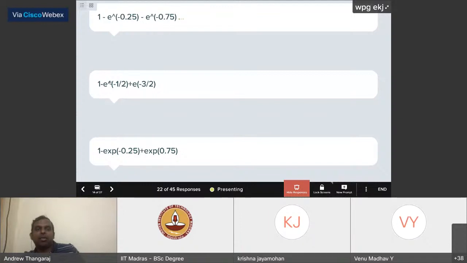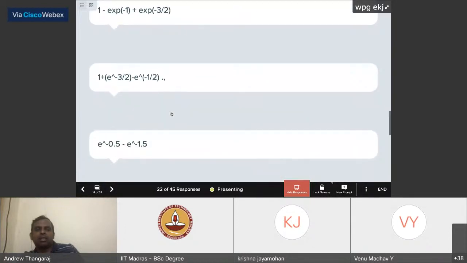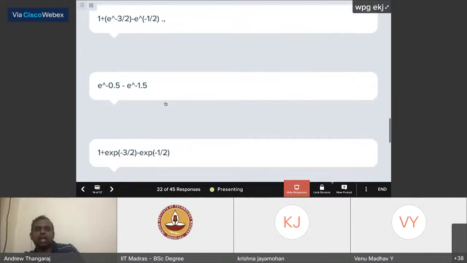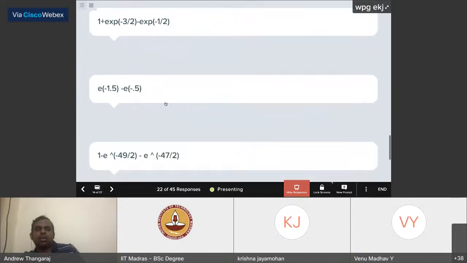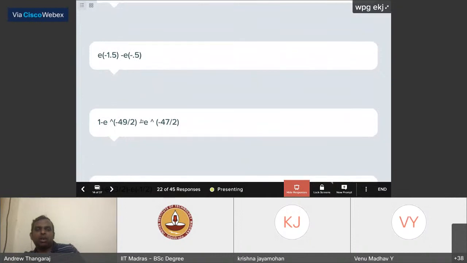You have to be careful, that's why you're getting minus 0.25. You shouldn't get minus 0.25, you should get minus half, because it's 2 times that. And then the same thing with 3 by 4, there is 2 times that, so it goes to 3 by 2. So this 1 minus e power minus half plus e power minus 3 by 2 is correct. A lot of people have made numerical manipulation mistakes, and I can see, oh man, minus 49, this really cannot be true.